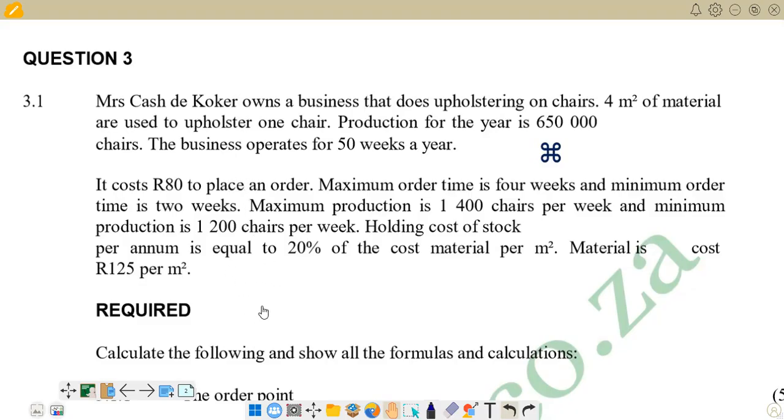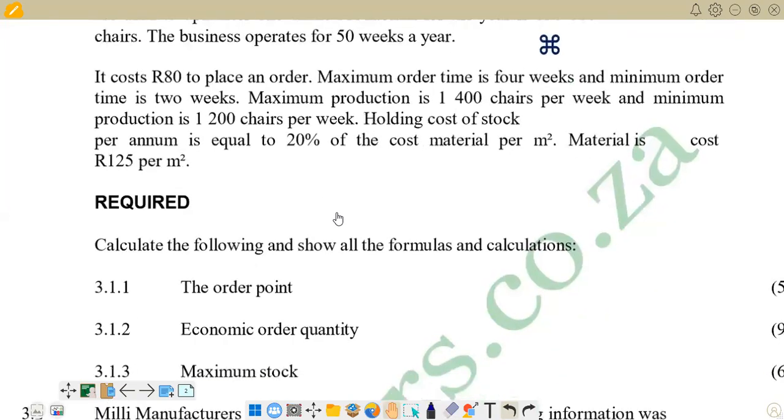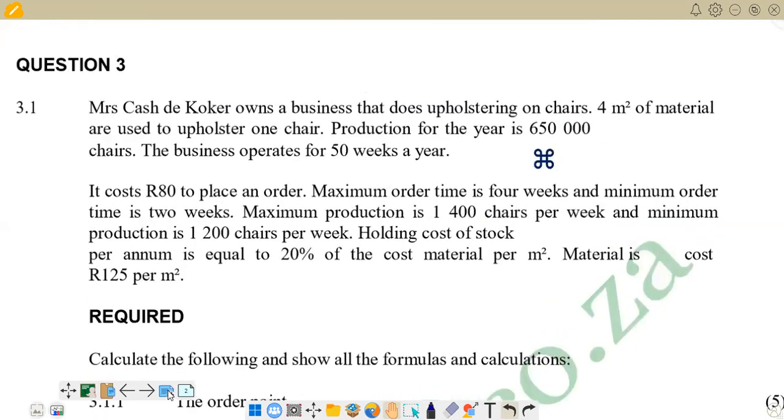And then on the required part now, it's saying calculate the following and show all the formulas and calculations. The first part, we have got the order point. So order point is the first one that we are going to calculate. What we are going to do first, we are going to put down the formula for calculating order point, then we calculate the order point. So if we go to the answer section now, you will see that this is our 3.1.1. So we are going to start on 3.1.1, and it requires us to calculate the order point.